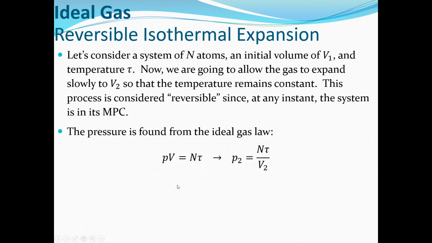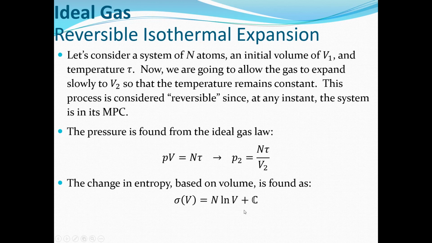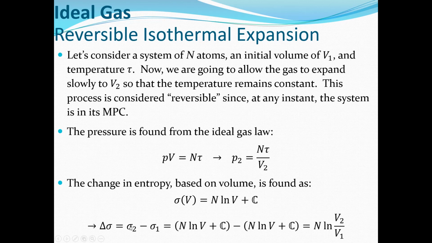All right, so our pressure equation from the ideal gas law looks something like this. And we can have this relationship to figure out what the pressure and volume are at a specific state. And then our entropy as a function of volume will look something like this. So that means our change in entropy is only going to really be dependent on the volume, and it's going to be related to the volume based off of this ln function.